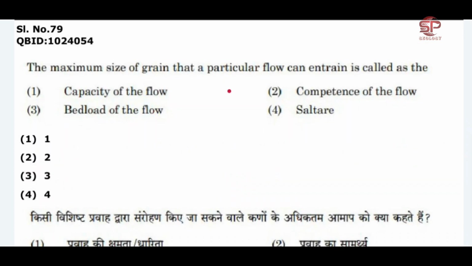The maximum size of grain that a particular flow can entrain or carry, what is it called? In hydrology, capacity is the maximum volume of load a river can carry, and competency is the largest size particle it can carry. So here, maximum size, it will be competence.